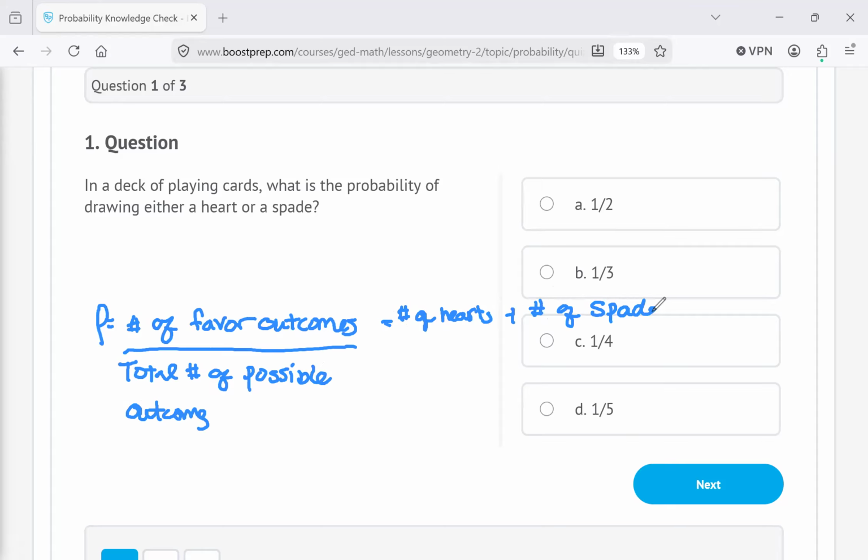You know what? You see the keyword or, so you could have also used P of A plus P of B, right? So what is the probability of a heart? I believe there is 12 hearts in a deck of cards, right? And how many total are in a deck of cards? 52. And then there's 12 hearts, right? And then plus how about the number of spades?